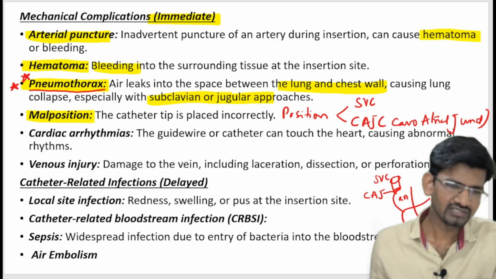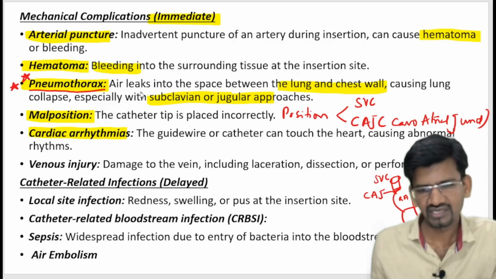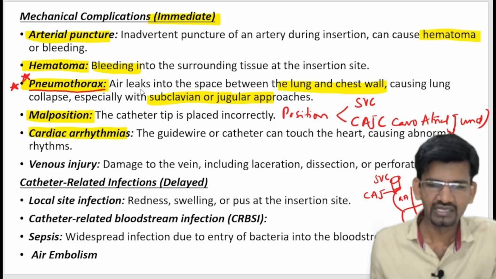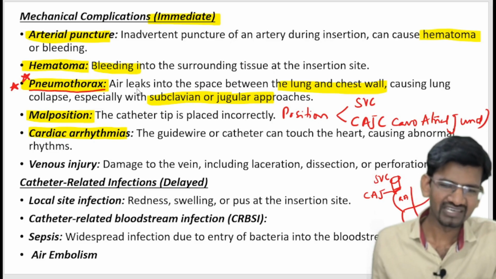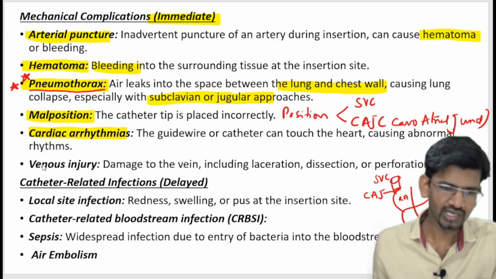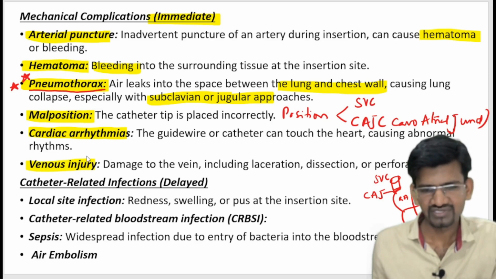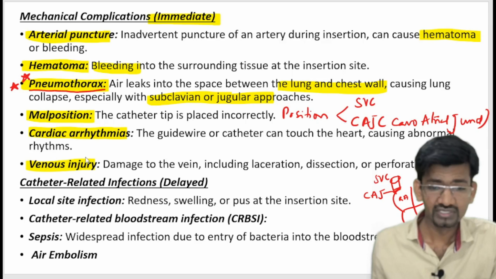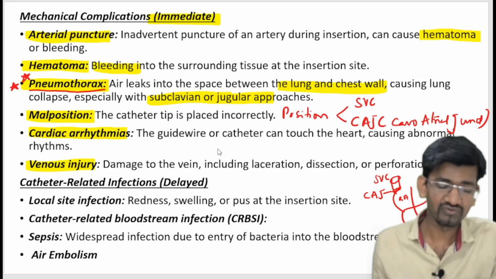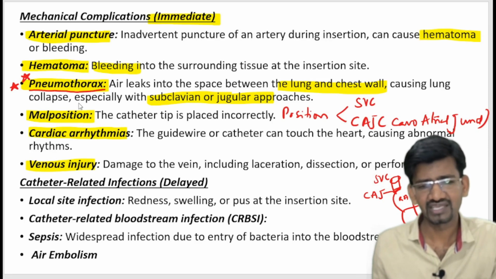Then the next complication is cardiac arrhythmias. As you are inserting the guide wire, it may touch the heart, leading to abnormal electrical activity in the heart, causing arrhythmias. That is also a common complication. Then venous injuries. You may damage the veins, leading to laceration or perforation. These are all the immediate complications that can happen while inserting.